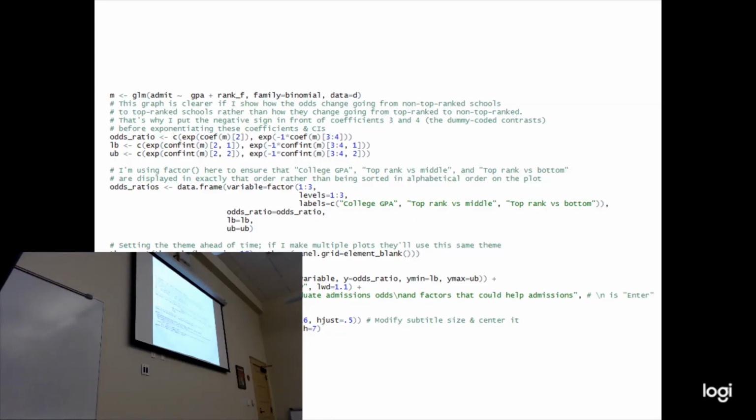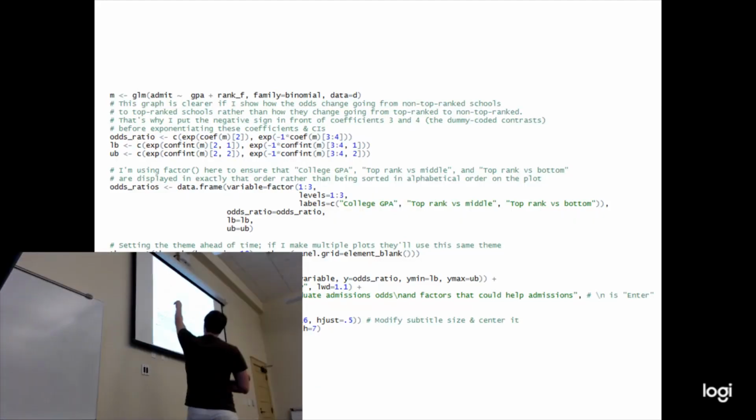If I'm showing odds ratios, I can't show points. But let's just imagine that you're interested in what factors, among a bunch of factors that could help you get into graduate school, seem to be most predictive in terms of odds. This is the kind of thing I was thinking about when I was thinking about this graph as answering that question.